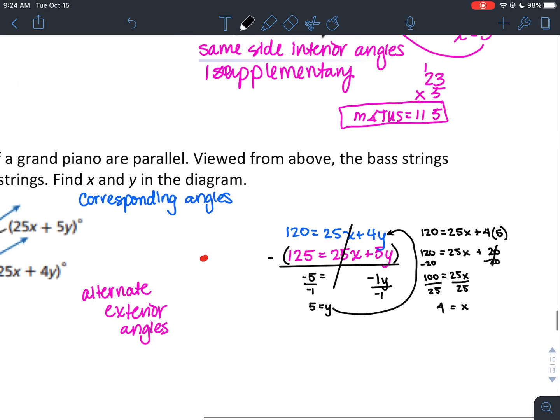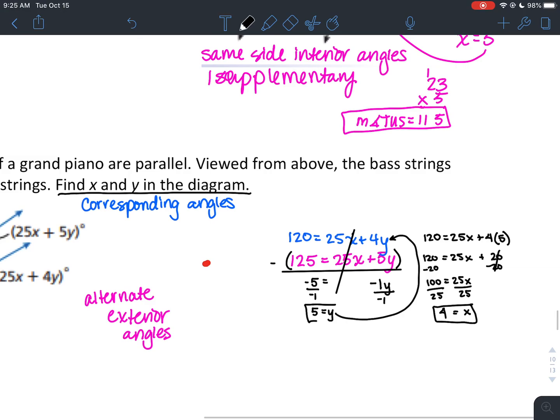Now they said find X and Y in the diagram, and so I'm going to put a box around X, and I'm going to put a box around Y.